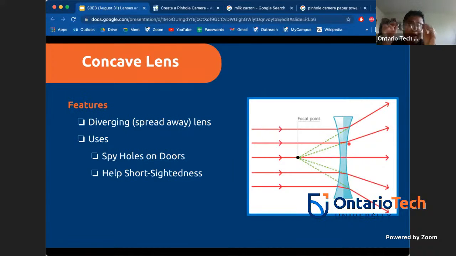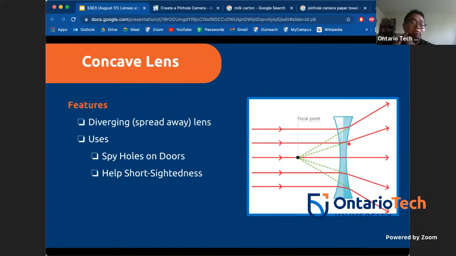Like my glasses, they're made with concave lenses, and that helps me see things more clearly from a short distance. Both concave and convex lenses can be used together, and that can create different illusions or diagrams about how light rays are going to move one way or another. We won't talk about that in this lesson, but that's something for you to note.